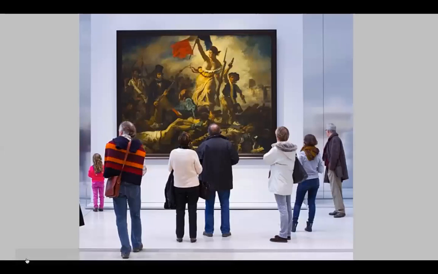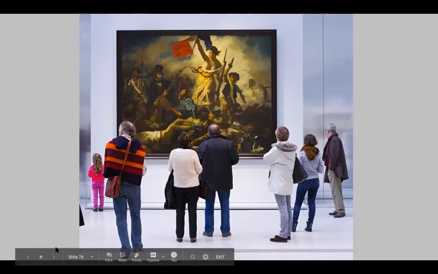Since we're going to start in the foreground, we're going to start at the bottom of the painting. And I want to point out to you that just like Baroque painting, Delacroix is putting the activity closest to the viewer. He's bringing things up front and really having you notice the horrors of war and revolution.